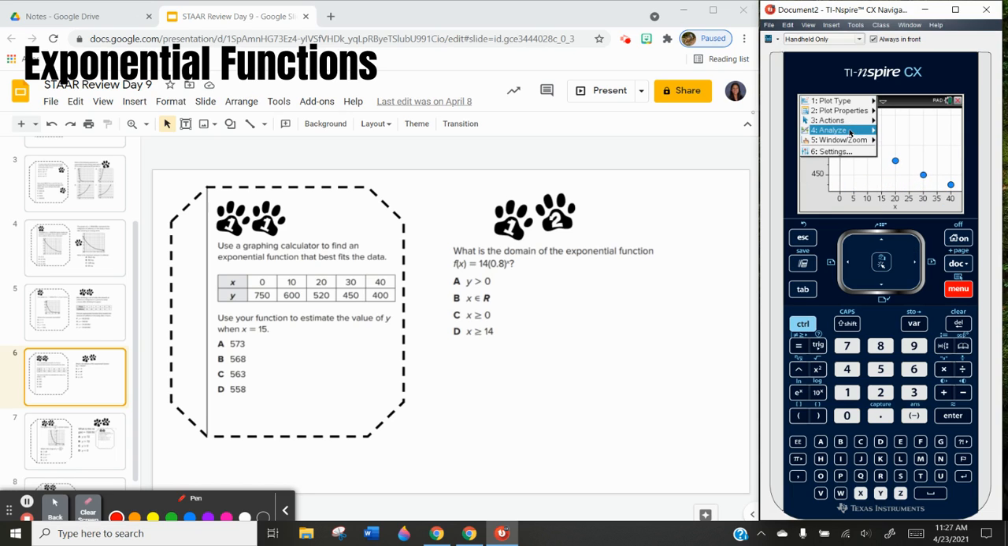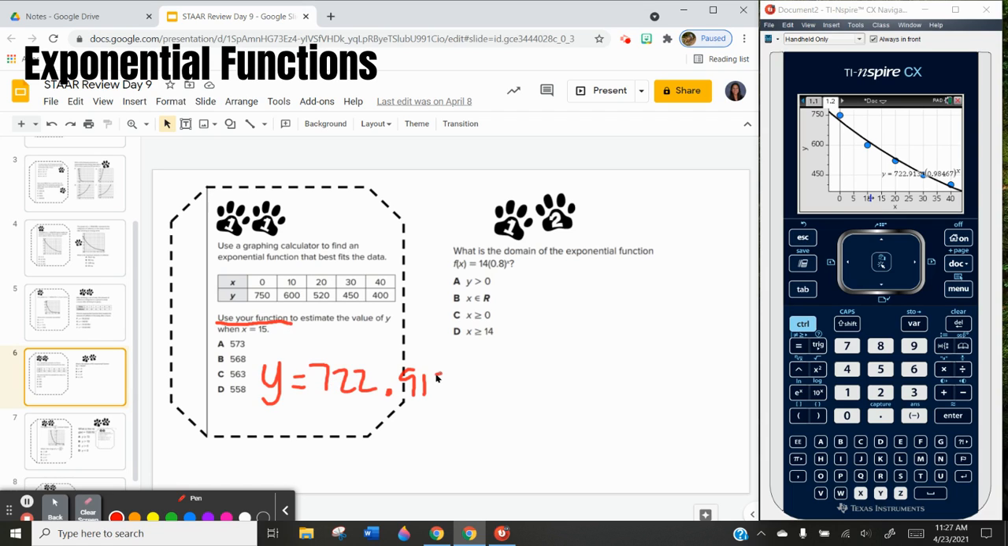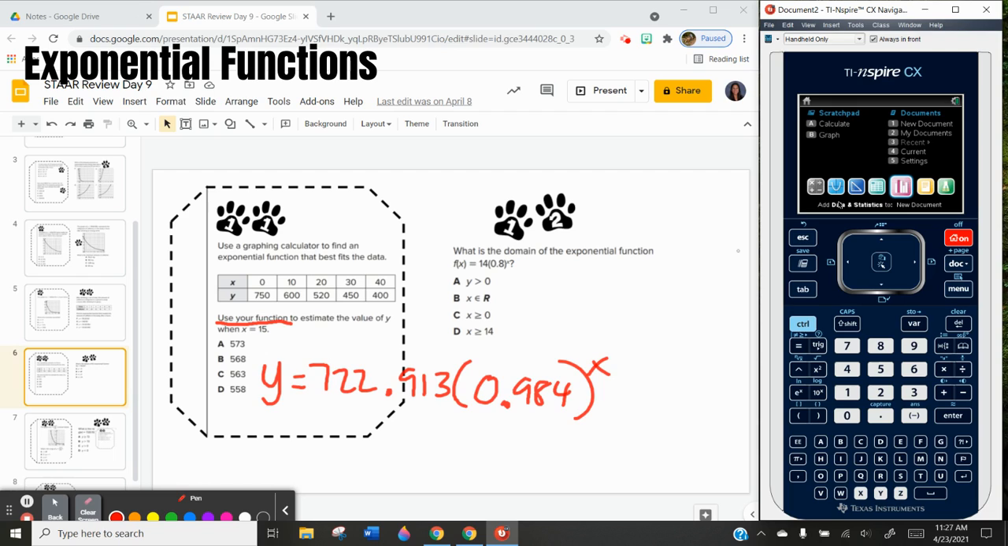And again, menu 4, 6, and show your exponential function. So here's our exponential equation, which we need to write down because it says use your equation, 722.913. And the more numbers you write, the more accurate your answer will be when you get it. Okay, so the more accurate it'll be to one of these. So once we write down most of those numbers, we have to find the value when X is equal to 15.